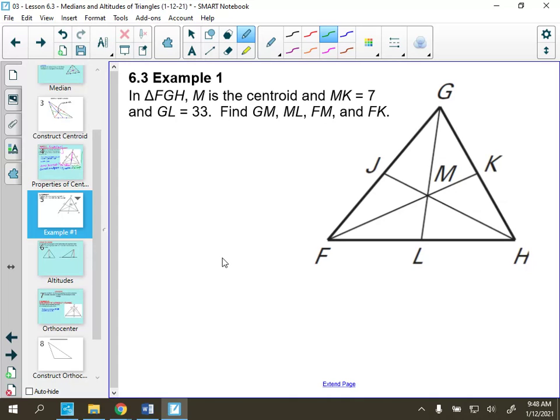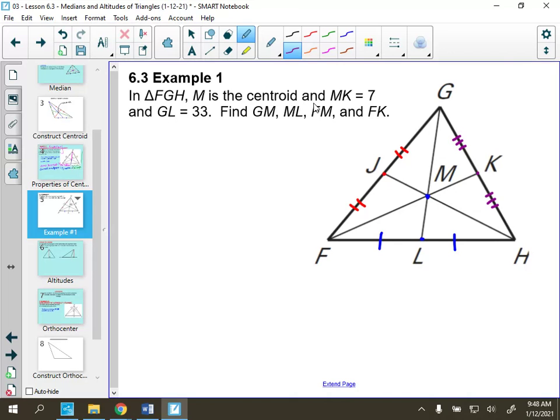In triangle FGH, M is the centroid. So that tells me stuff, right? I don't necessarily have to do this, but I know that point L is the midpoint there, point J is the midpoint here, and point K is the midpoint here. Just by definition, GL, HJ, and FK must all be medians. We defined that earlier, vertex to midpoint. So there's some information that I get right from that first sentence: M is the centroid.